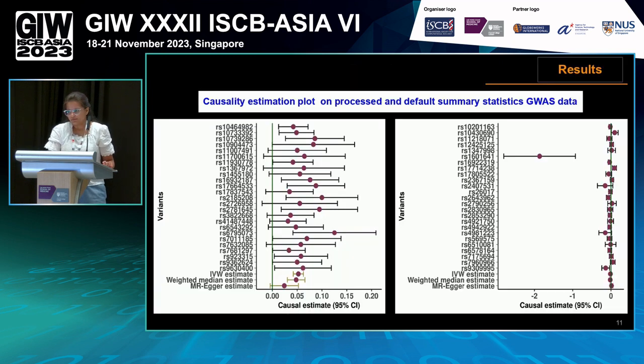Other than that, we also did the causality estimation. This is the causality estimation of the proposed pipeline, and this is with the default pipeline. Default pipeline means only the p-value thresholding and no sensitivity test. As you can see, there is one outlier also, and all values are near 0. But in our proposed pipeline, there are some effects. These are the overall effects, and these are the per SNP effects. That can be studied further with the biological test.